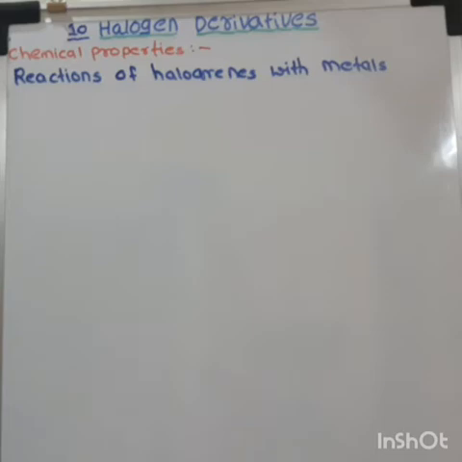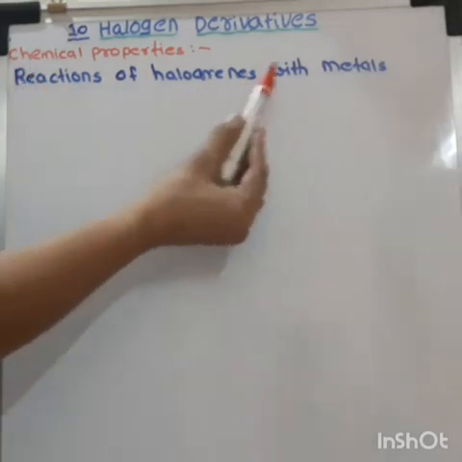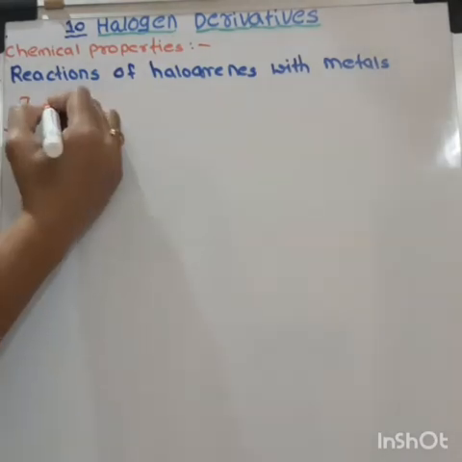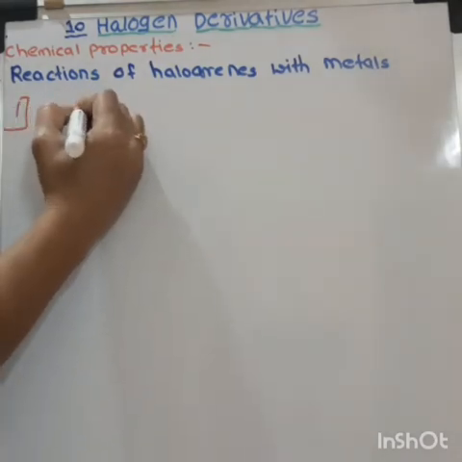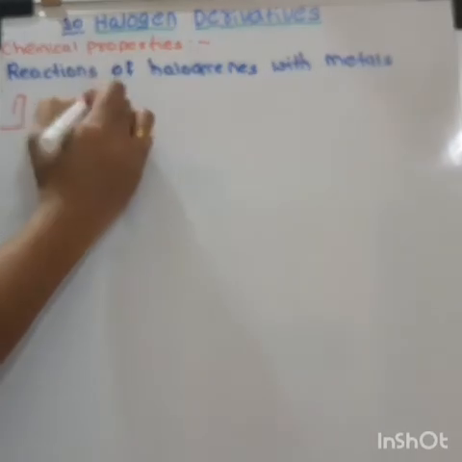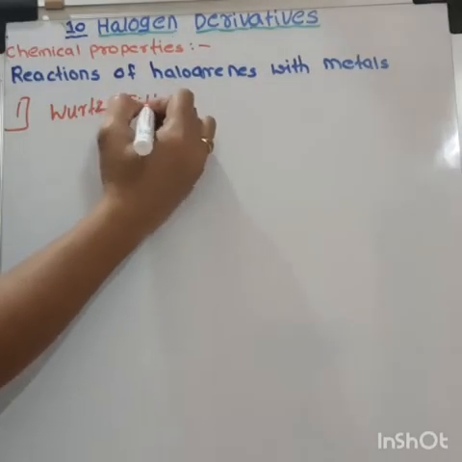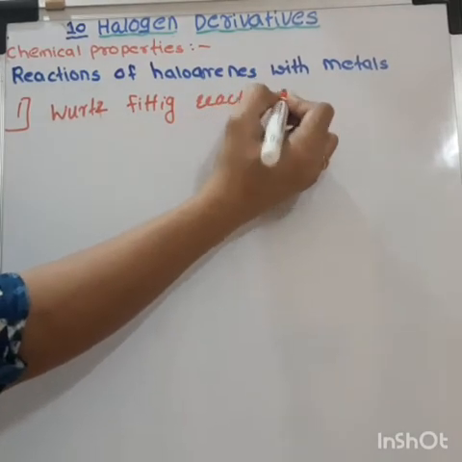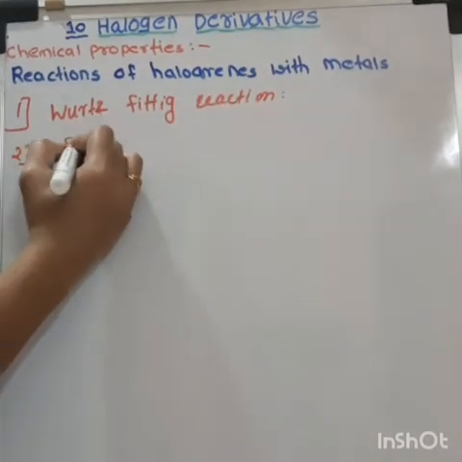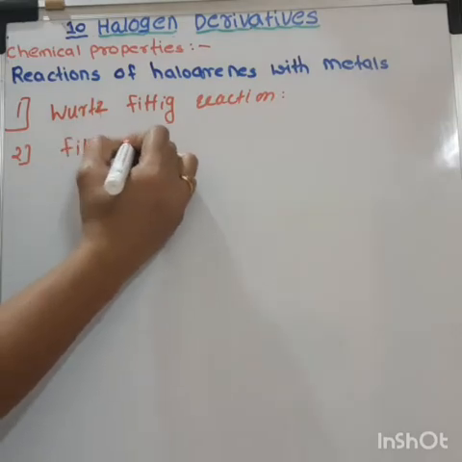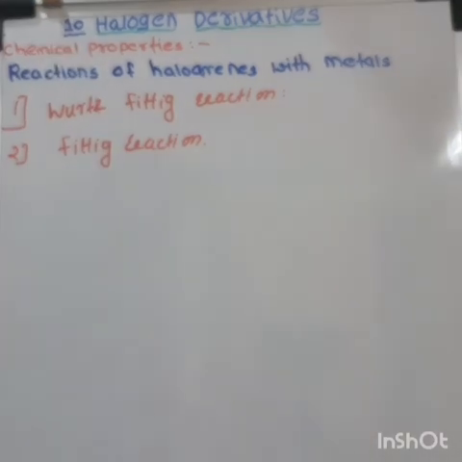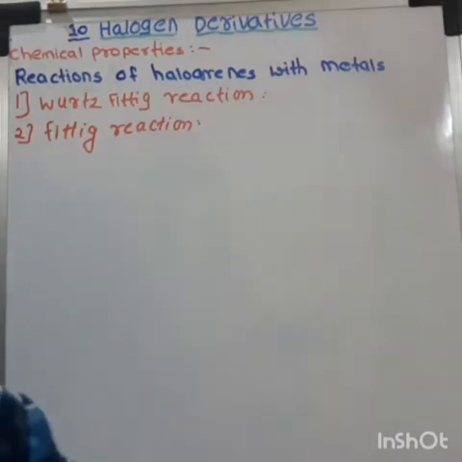Today we are starting with reactions of haloarenes with metals. In this we have two types of reaction. The first one is Wurtz-Fittig reaction and the second one is Fittig reaction. Now let us see the Wurtz-Fittig reaction.